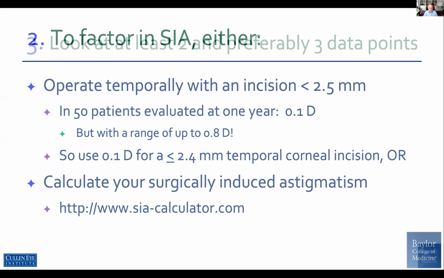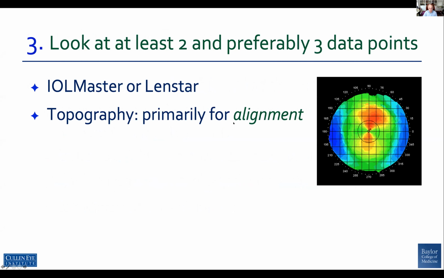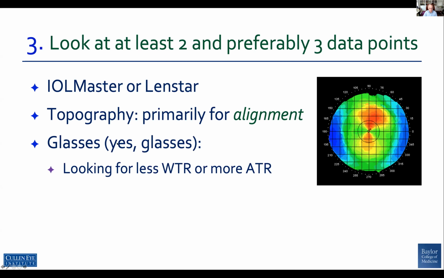So I like to look at at least 3 data points. I actually do IOLMaster 700 and LENSTAR. And I use topography primarily for alignment, to make sure that what I see visually on the topography lines up with the steep meridian that I get from the IOLMaster and the LENSTAR. Glasses sometimes, interestingly, can give you clues, particularly if there's with-the-rule astigmatism and the glasses are more against-the-rule. I think it may give us some clues maybe about lens tilt, but I do pay attention to that.